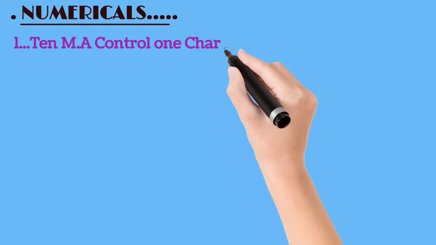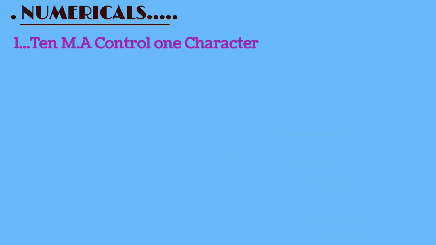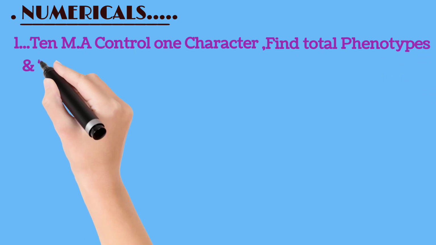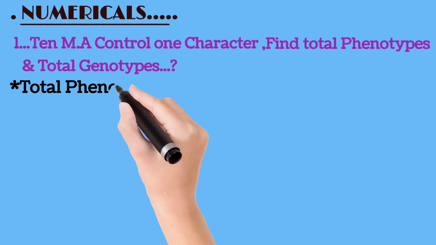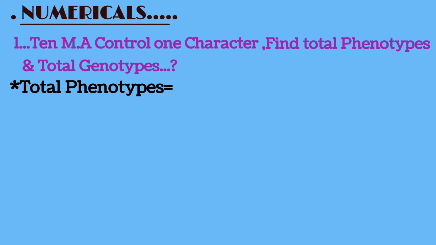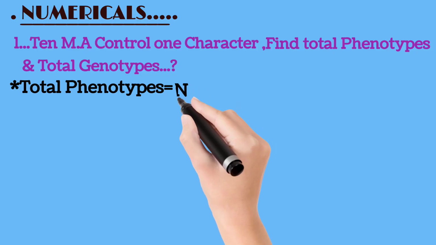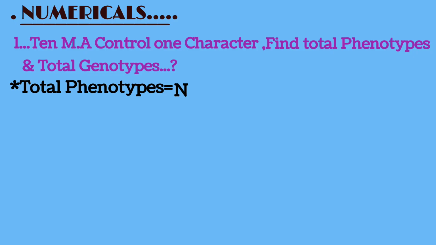Number 1. 10 multiple alleles control one character. We have to simply find the total phenotypes and total genotypes present. As we already know, here the gene interaction is totally absent. Now to calculate the phenotypic ratio we can use formula number one. So we can write total phenotypes are equivalent to capital N. Here N denotes the total number of multiple alleles present, that is 10. So 10 is the phenotypic ratio.